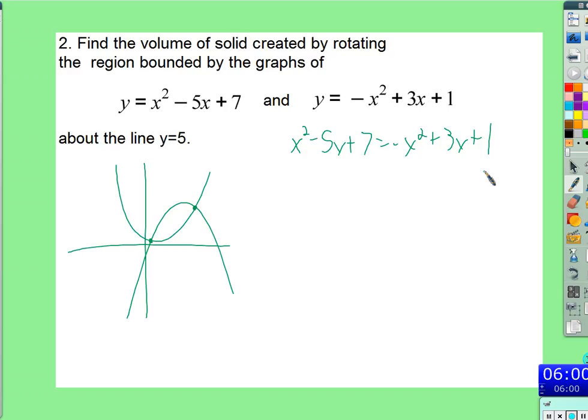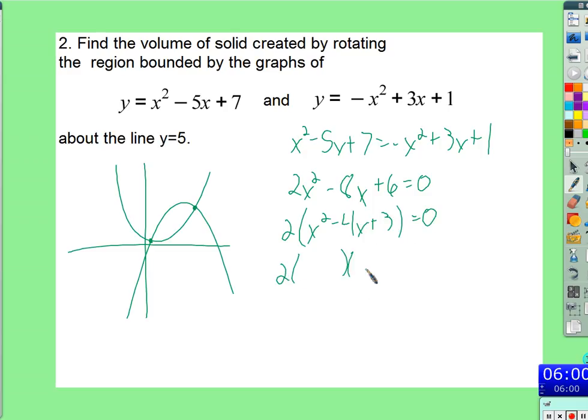So get it all equal to 0, and you get 2x squared minus 8x plus 6 equals 0. And factor 2 out of all that. Then we try to factor: x minus 1, x minus 3. So x equals 1 and x equals 3. So that's 1, that's 3. My drawing was all right.